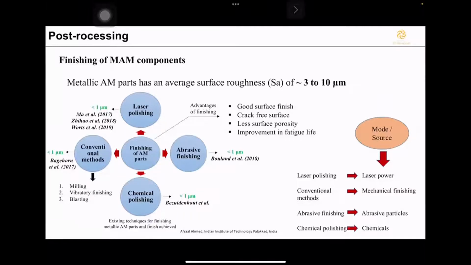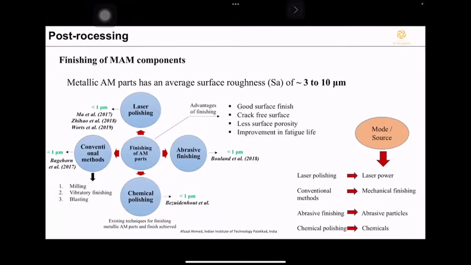Okay, so let's talk about the post-processing methods, what people have been trying over the years. Some of the major methods are laser polishing, abrasive finishing, conventional machining, and chemical polishing. As you can see, all of these methods can give you a finish value of less than 1 micrometer. But there are challenges associated with each of these processes as well.